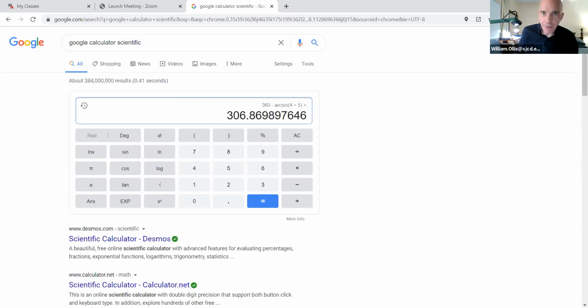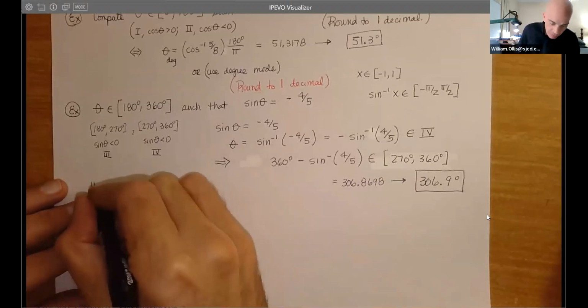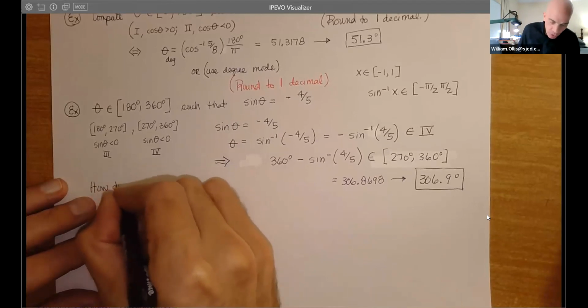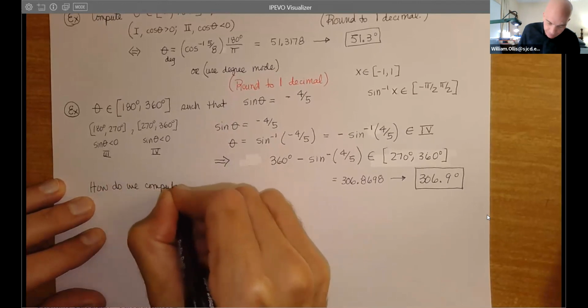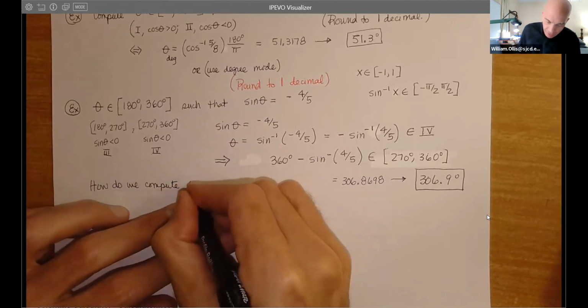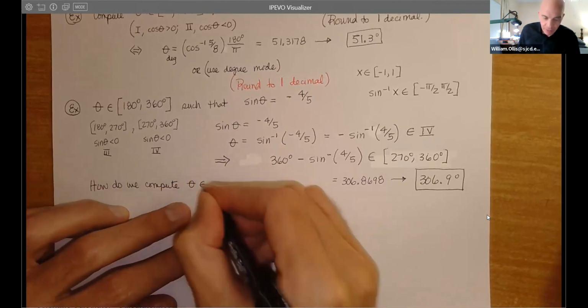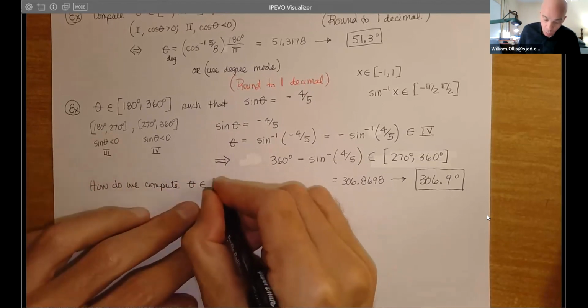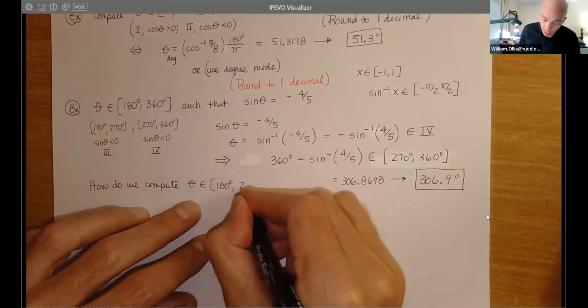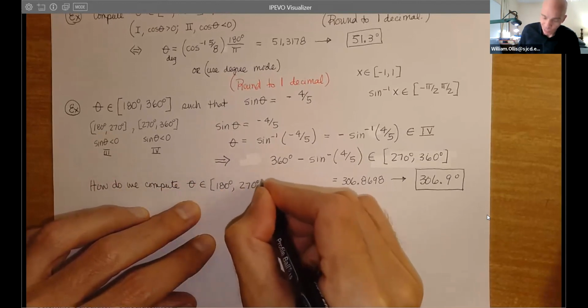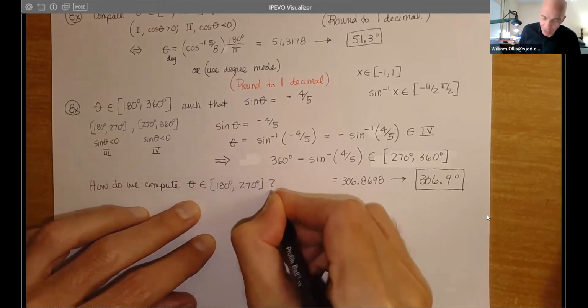Oh, sorry. Let's go back here. I'm going to leave that calculation right there. So now we think, okay, how do we compute theta that lives here? Because we know we're going to get a value over there by the symmetry of the unit circle. So we're thinking, how do we do that?